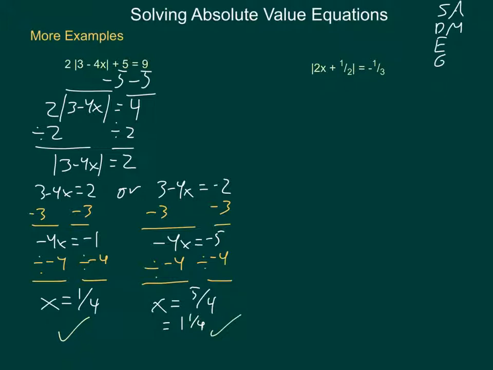Next equation. This one's going to be a lot faster simply by definition of absolute value. We are looking at the absolute value of 2x plus 1/2 equaling a negative 1/3. We have nothing outside of our group to have to worry about for solving. We just have the group. But the problem comes in with this one item right here. Absolute value cannot equal a negative number. It has to be 0 or greater. So, since we can't equal a negative, there is no solution.